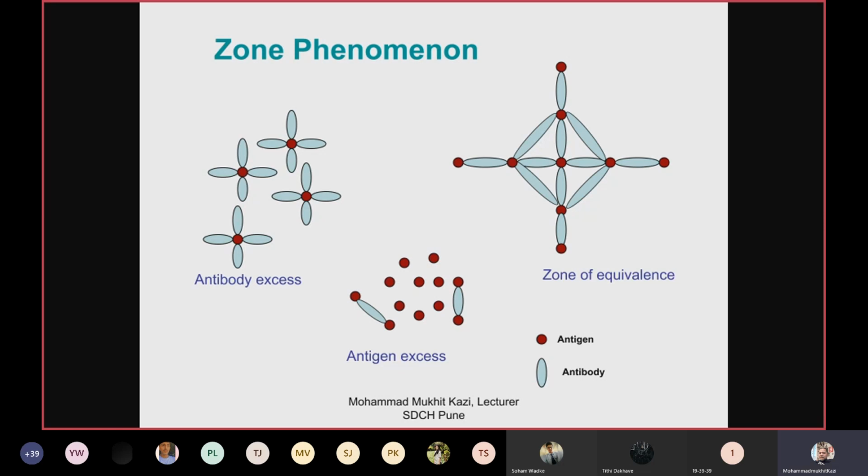You can see in the first reaction to the left, antibodies are in excess. Antigens are less, so one antigen is binding with many antibodies. The reaction will take place, but it will not be visible. In the second, you can see antigens are in excess and antibodies are less. So the reaction will still occur, but it will not be visible.